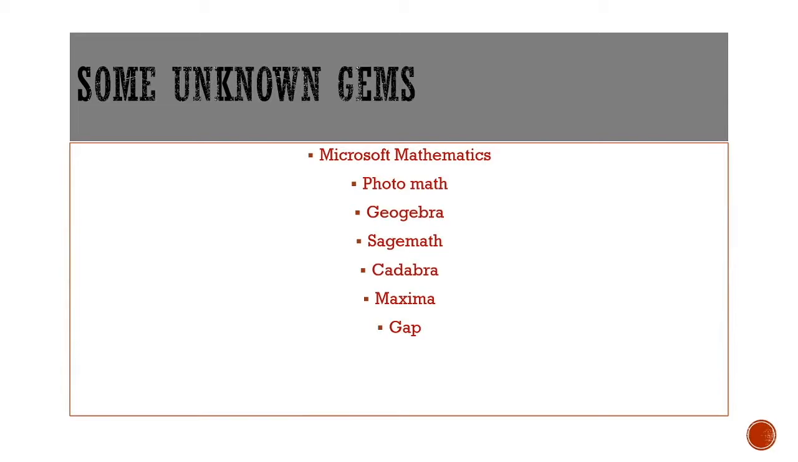There are some unknown gems which most of us are ignorant about. Such softwares are Microsoft Mathematics, Photomaths, GeoGebra, SageMaths, Cadabra, Maxima, and GAP. In today's lecture, we will see few of them. I will take you to their sites and see how they operate.